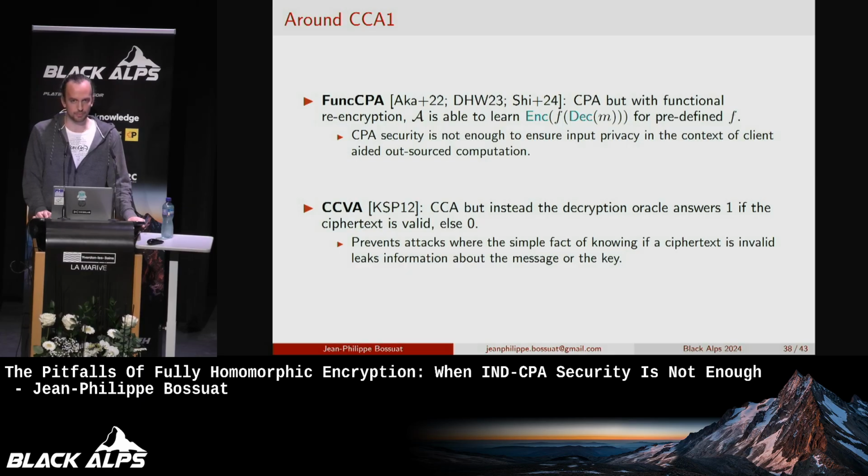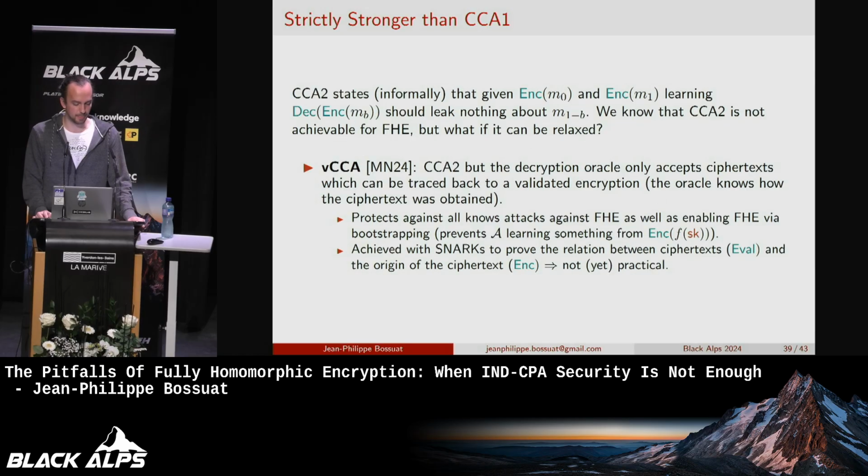And if you want something to be usable in practice, we want to protect against an active adversary. So can we do something that is stronger than CCA1? CCA2 formally states that given encryptions of two messages, learning the decryption of one of them should leak nothing about the other one. But we know that CCA2 is not achievable for FHE, but what if it can be relaxed?